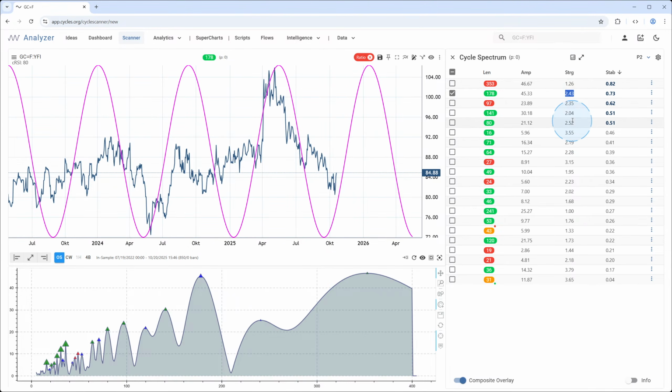And it's not the highest, but one of the highest, at least, again, double the strength of the longer cycle with 343 days.